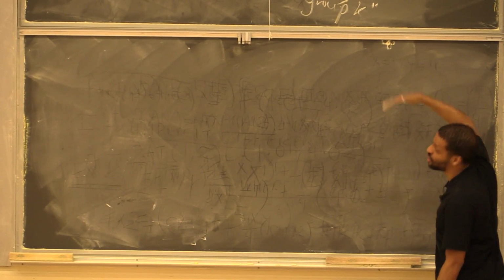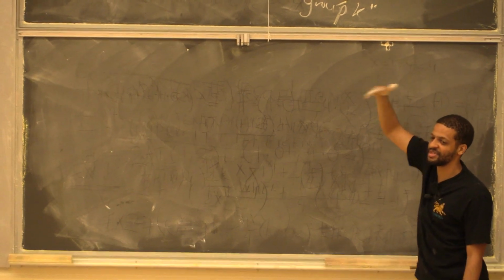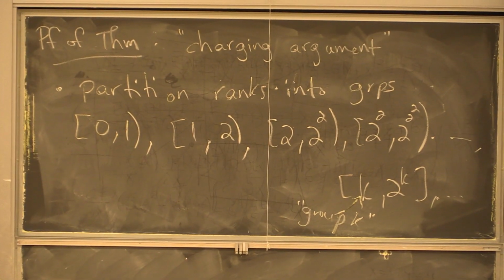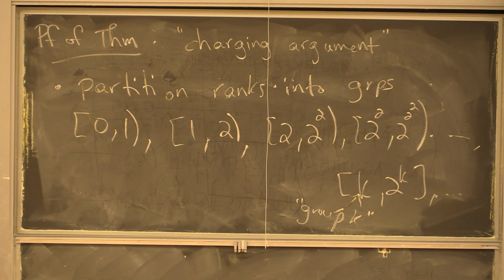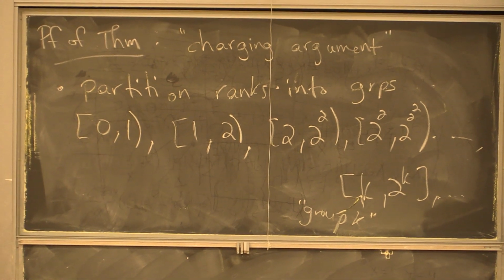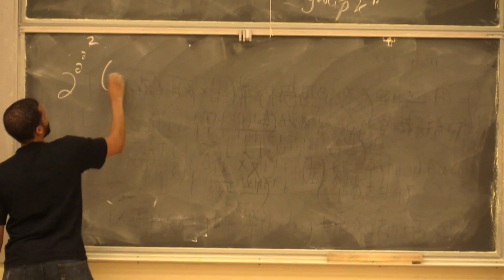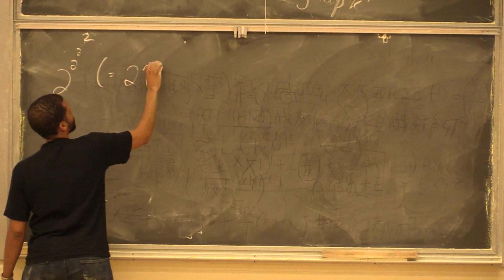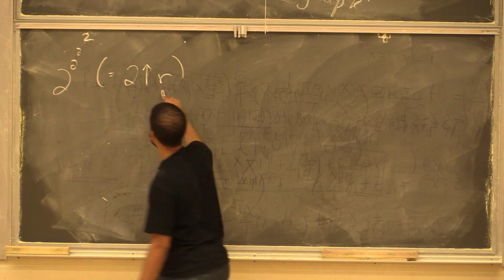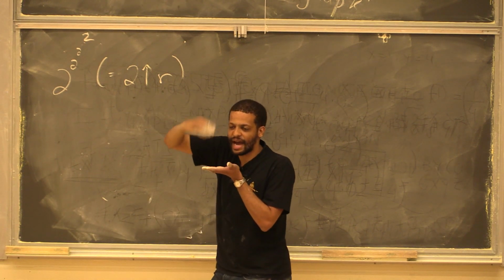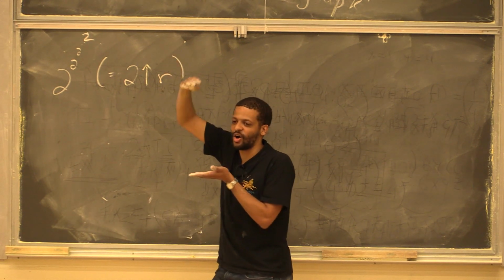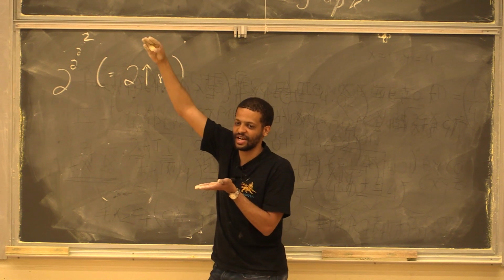The endpoints of these intervals are like 2, 2 to the 2, 2 to the 2 to the 2, 2 to the 2 to the 2 to the 2, etc. When that endpoint is bigger than log n, that's it. There are no more groups after that, right? So let's say 2 up arrow r. 2 up arrow r means a tower of exponentials of height r. So 2 to the 2 to the 2 to the 2 to the 2, r times.